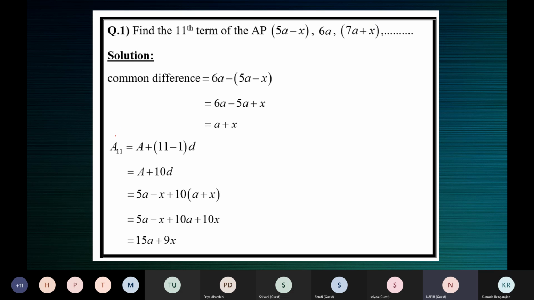Here, actually A11 is equal to A plus 11 minus 1 into D. But it shouldn't be confused with this a which we already have in the terms. So I've used a capital letter. Okay.